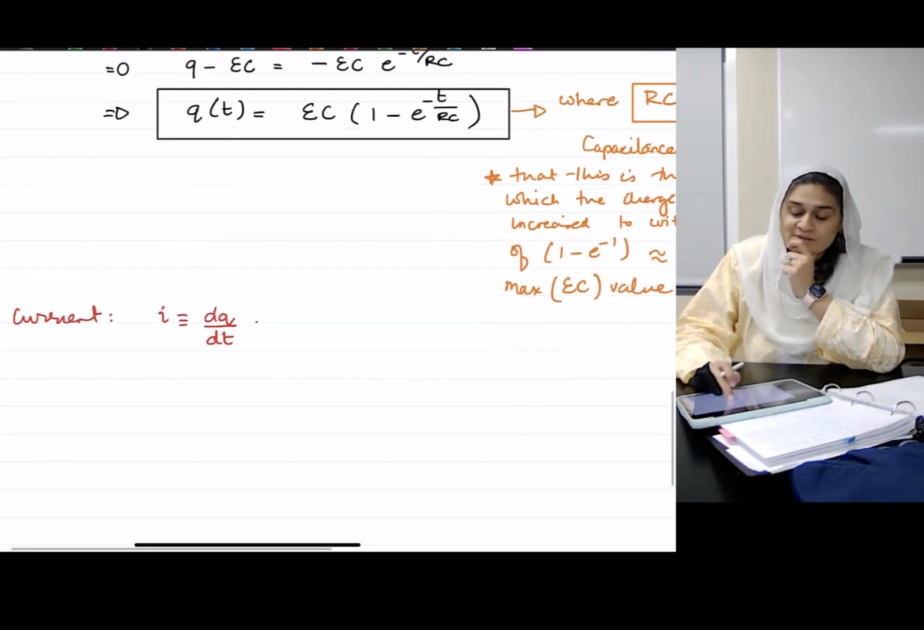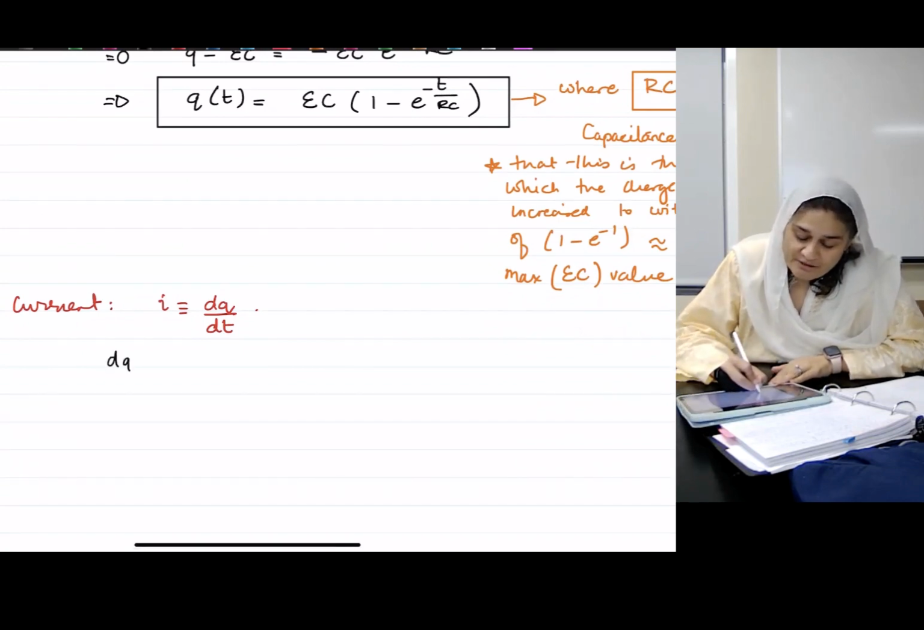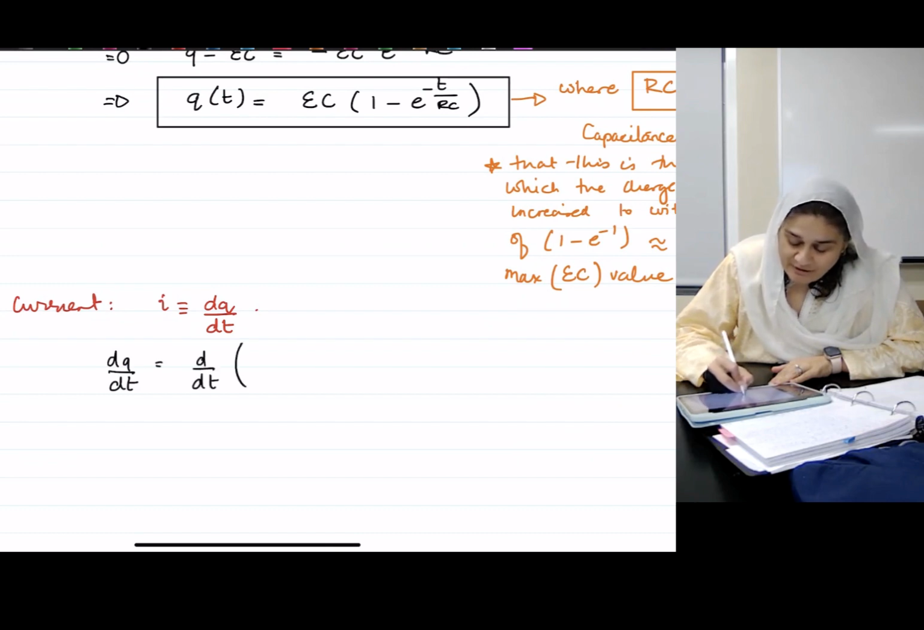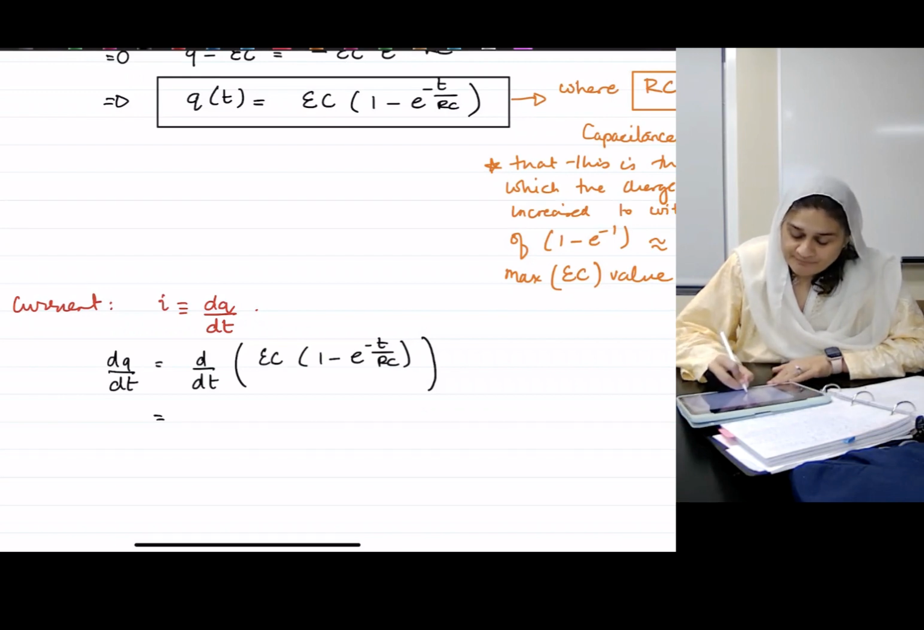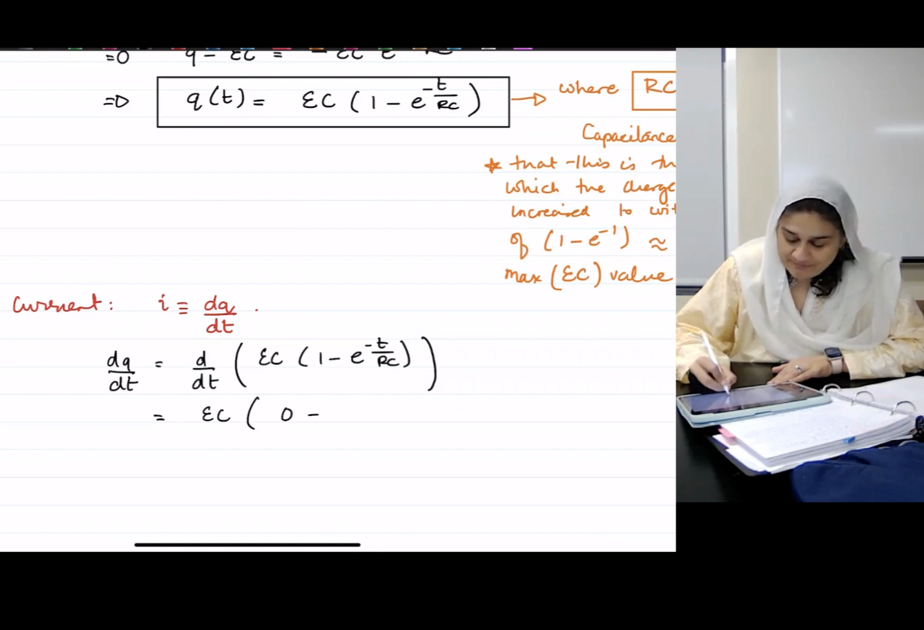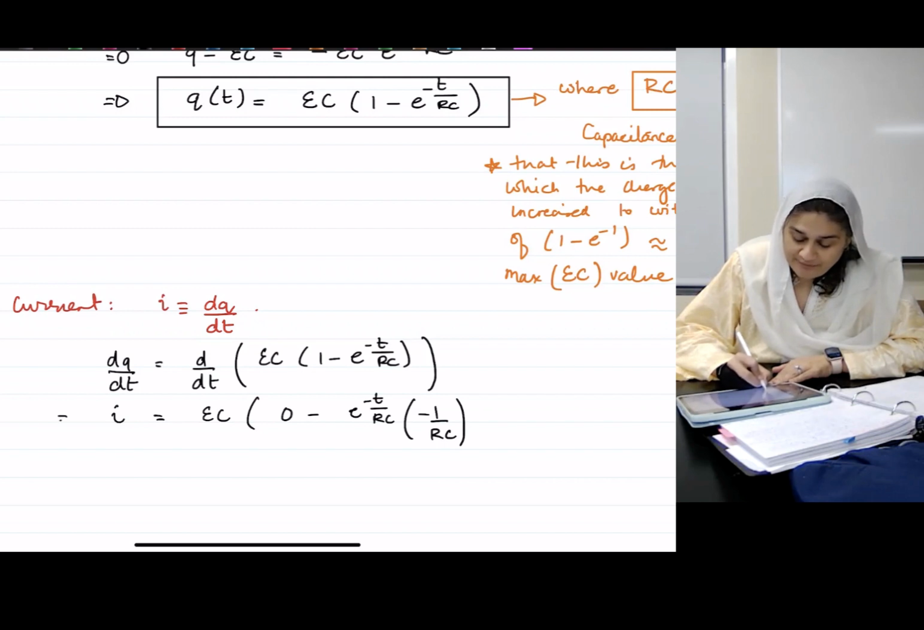So can I do d over dt of this equation? Absolutely. So dq over dt will just be d over dt of EC times (1 minus e to the minus t over RC), or EC times (minus e to the minus t over RC) times (minus 1 over RC). And this will be I on this side.